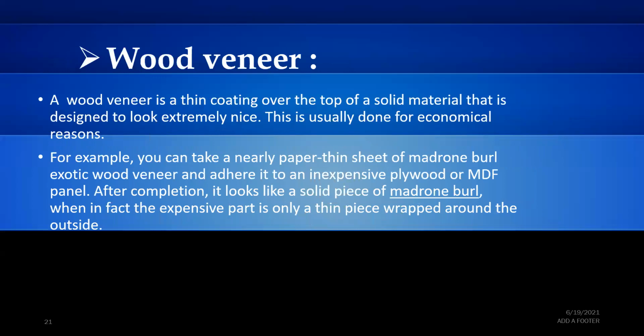Next is wood veneer. A wood veneer is a thin coating over the top of a solid material that is designed to look extremely nice. This is usually done for economical reasons. For example, you can take a nearly paper-thin sheet of madrone burl exotic wood veneer and adhere it to an inexpensive plywood or MDF panel. After completion, it looks like a solid piece of madrone burl, when in fact the expensive part is only a thin wrap around the outside.